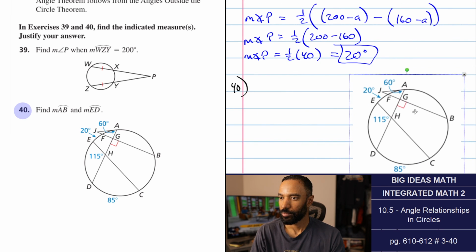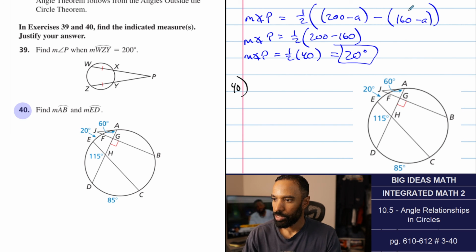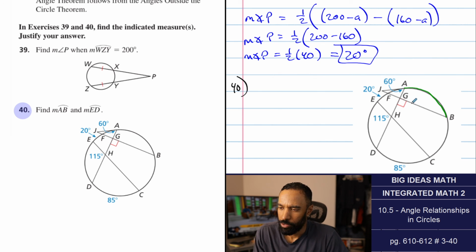Okay. Let's hope this one's not too massive. Where is AB? There it is. Measure of arc AB. Let's find that one first. Hopefully finding one will help me find the other.